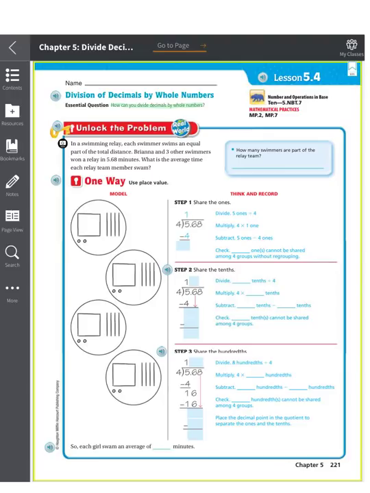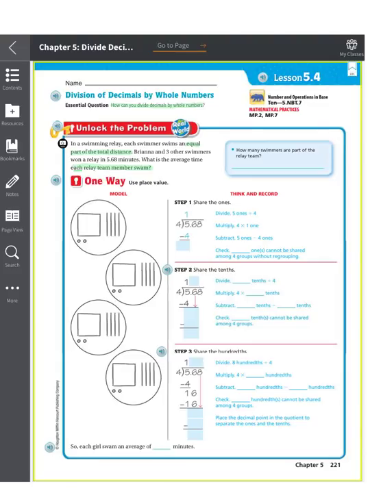In a swimming relay, each swimmer swims an equal part of the total distance. So right away it says equal part of a total. So we automatically know that we're going to be dividing, because dividing is finding parts of a whole or of a total. Brianne and 3 other swimmers won a relay in 5.68 minutes. What's the average time each relay team member swam? So again, we're looking for one team member because it asks for each person.